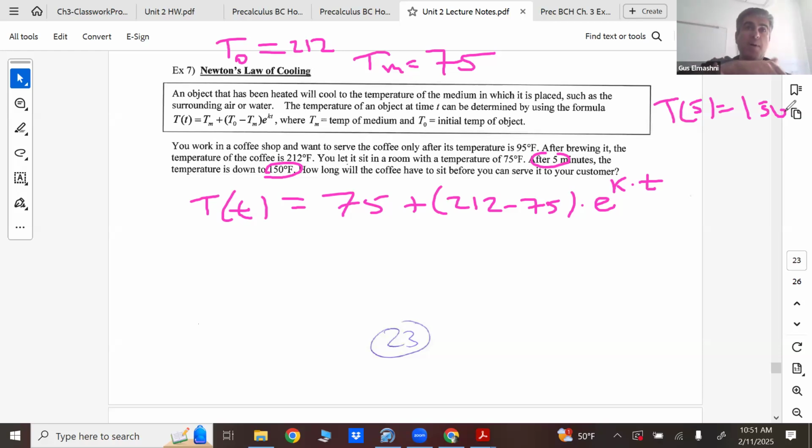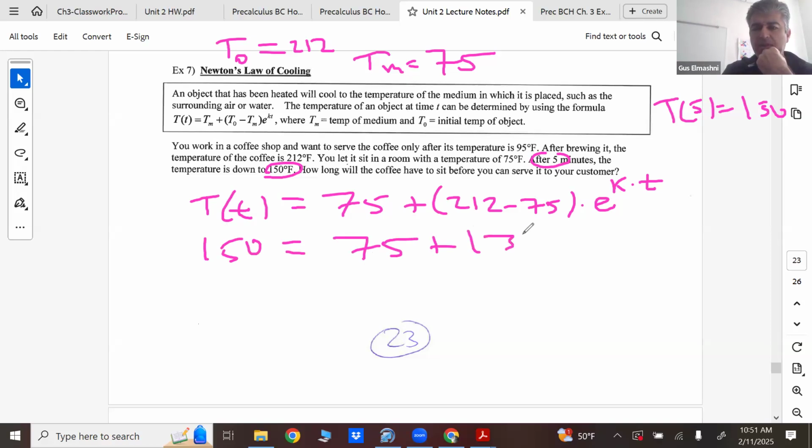Maybe you measure that. Maybe you took a thermometer and a stopwatch and said, let's see what happens. It's a neat little second or third grade experiment, maybe something you did a long time ago as a kid. But 150 equals 75 plus 137 e^(5K).